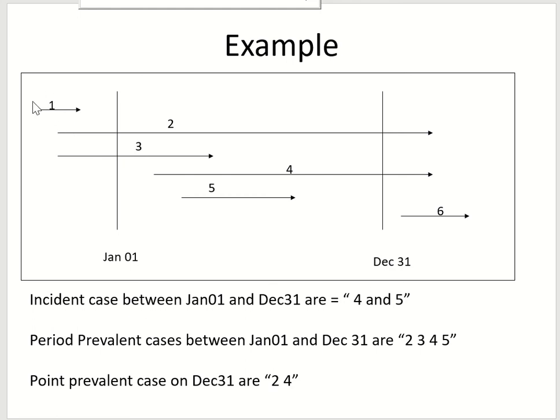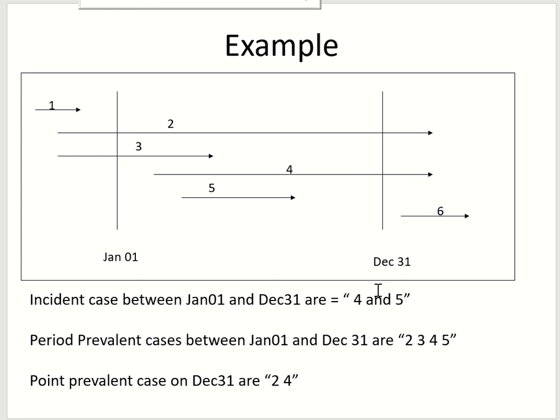So scenario number one, someone developed the disease and was cured or died. It could be either. The disease is no longer a status in that person before the period started. The second scenario, somebody started having the disease and continued to have the disease after the period ended. Scenario number three, someone started before, ended during the period. Scenario number four, someone started during the period, ended after. Five, started and ended during the period. And six, somebody started and ended after the period.